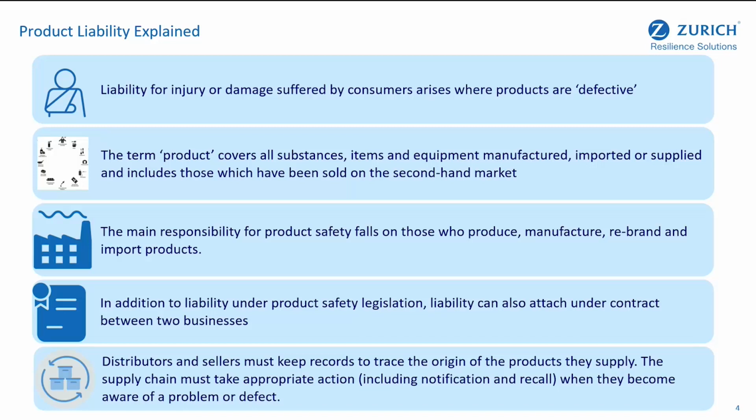And then the last piece there, specifically about the supply chain. Distributors and sellers must keep records to trace the origin of products they supply. There must be a level of traceability within the supply chain. All the parties in the supply chain have to take appropriate action, including notification when there's a requirement of a recall, should they become aware that a product itself is defective. So effectively, everybody within the supply chain for the supplied product has some level of liability for the product.